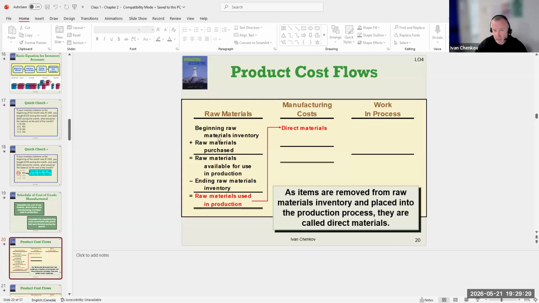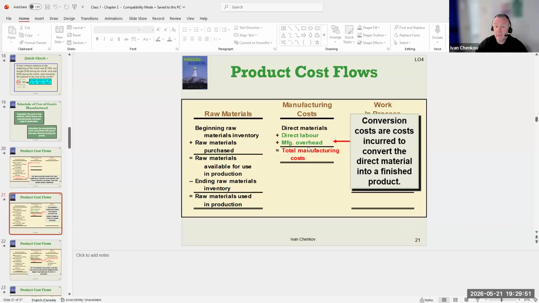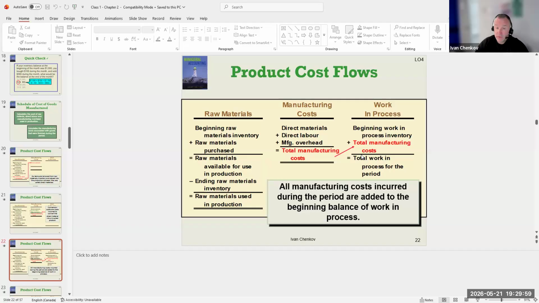Let's start now with the raw material. Raw material beginning balance, plus the purchases, is going to give us raw material available for use. Less the ending balance is going to give us raw material actually used in production. Now, the manufacturing cost will be direct material. We're going to add direct labor, and we're going to add manufacturing overhead. That's going to give us total manufacturing cost or total product cost for the period. Now, to that cost, we have to add the beginning balance of the work in process, and that's going to give us a total work in process for the period.